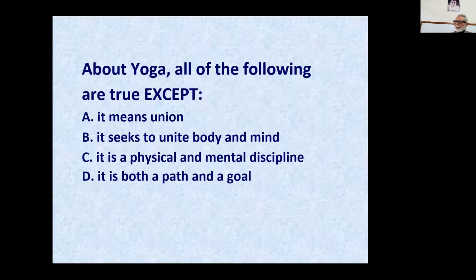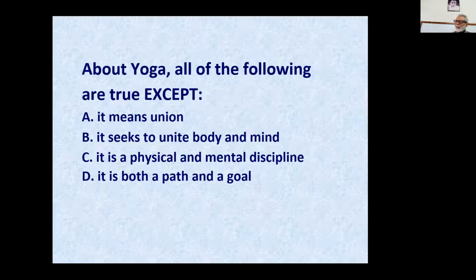Just saying it means union is a little vague, but all the same not wrong. B, it seeks to unite body and mind. Now that leaves the question, unite body and mind with what? You might say, well, it seeks to unite the body and the mind with each other. But then that is something which in any case is there. The body and the mind are united.